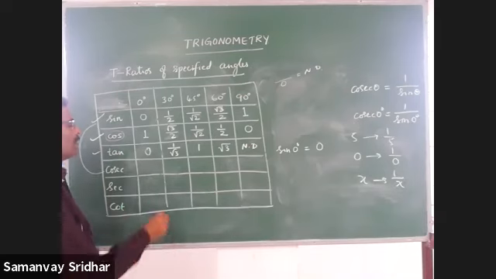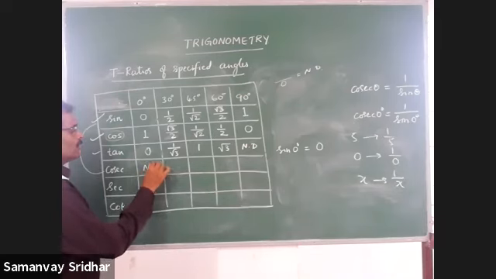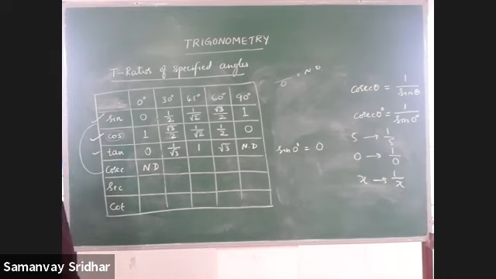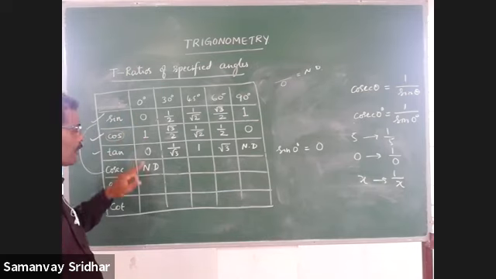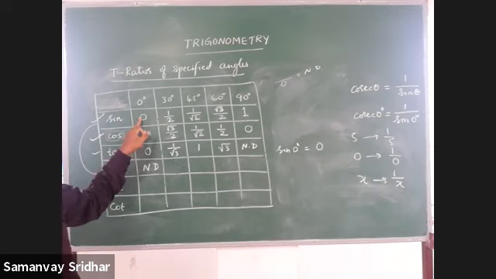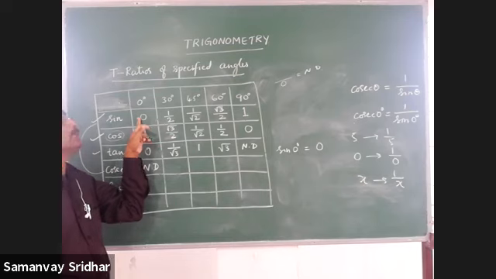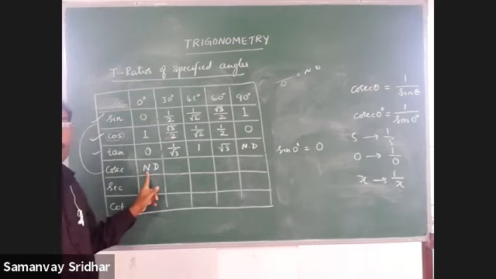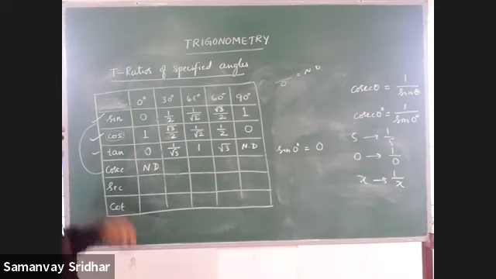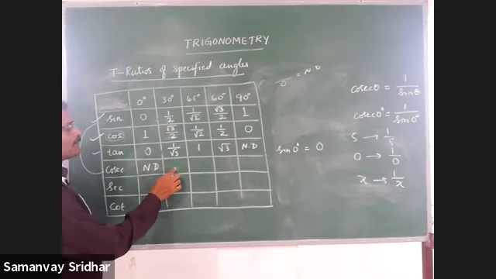Therefore, cosecant 0 degree is the reciprocal of the sin 0 degree. Because cosecant theta is equal to 1 by sin theta. That means we have to write the reciprocal of this. What is the reciprocal of 5? 1 by 5. Reciprocal of x? 1 by x. Reciprocal of 20? 1 by 20. Reciprocal of 3? 1 by 3. But reciprocal of 0 is not defined.